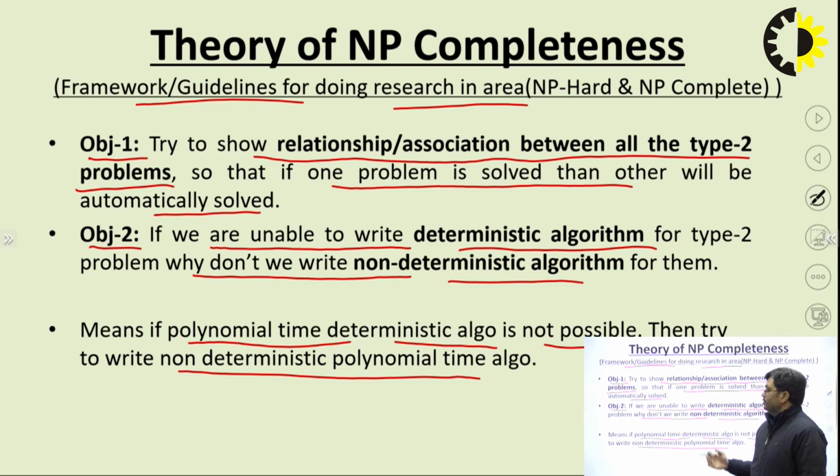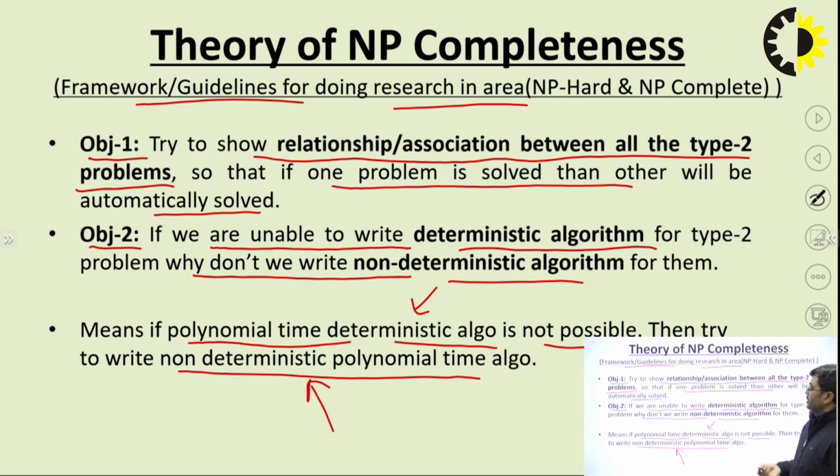So we have only one objective here. We try to find some algorithm which can be solved in polynomial time for type 2 problems which are taking 2 raised to power n complexity. And if we are unable to find any deterministic algorithm for them, then we try to prepare or write a non-deterministic polynomial time algorithm for them.